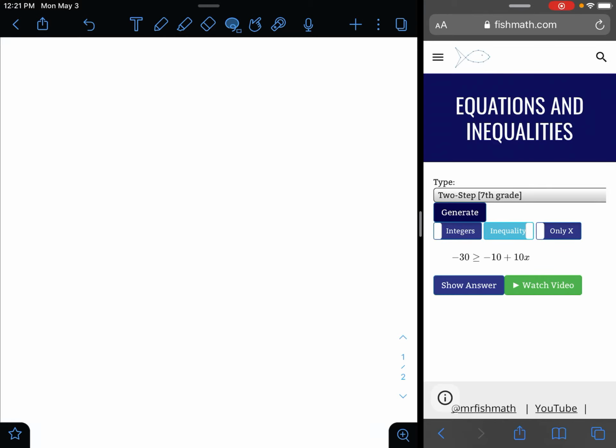Today we're going to solve two-step inequalities using similar steps to what we use for solving two-step equations. Let's start with the first one that I've got here from Fish Math. Negative 30 is greater than or equal to negative 10 plus 10x. So we solve this like we solve a two-step equation.